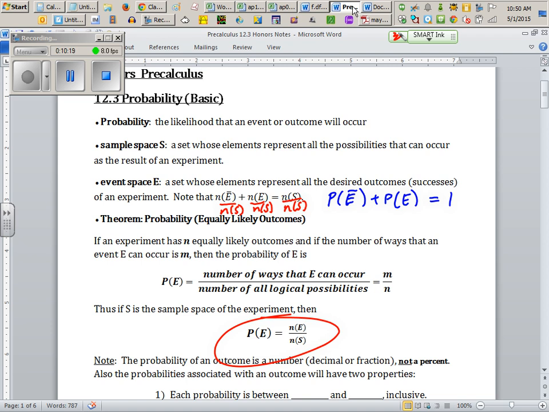Okay, so however obvious that is to you, you can see the algebraic connection between this formula we learned and this new one we're going to create, P of E bar plus P of E equals 1. Okay?